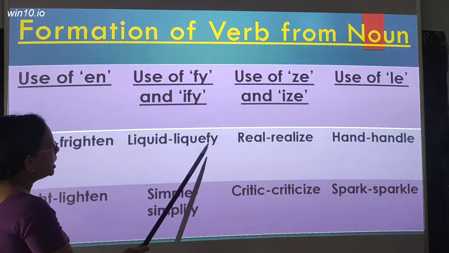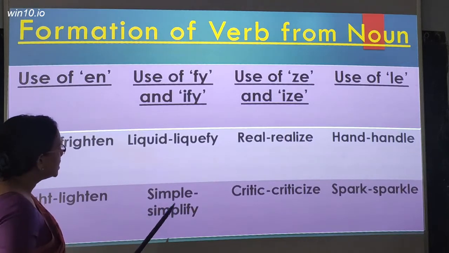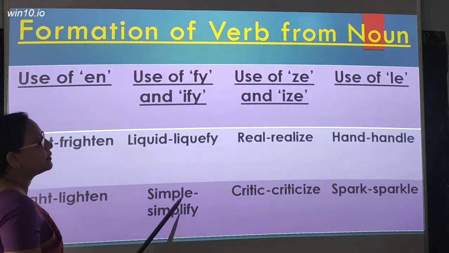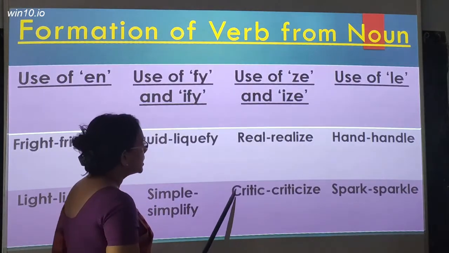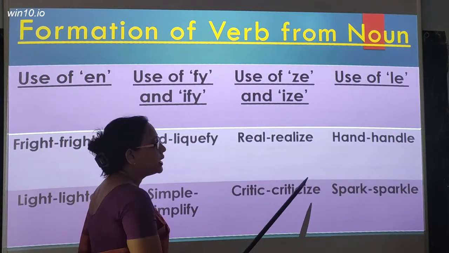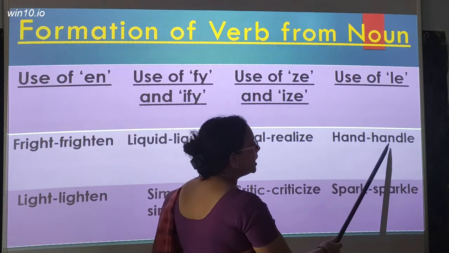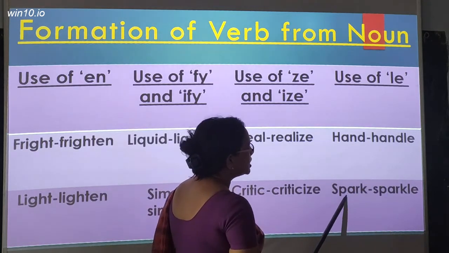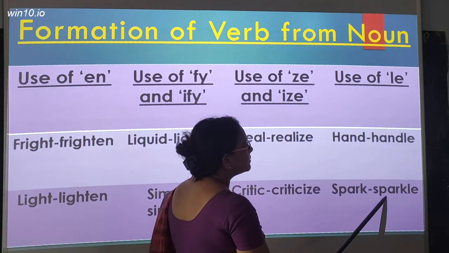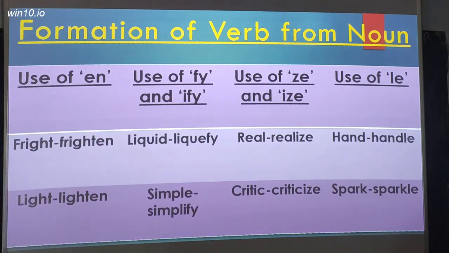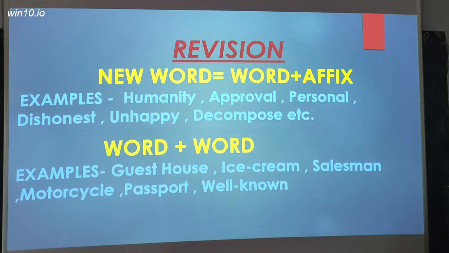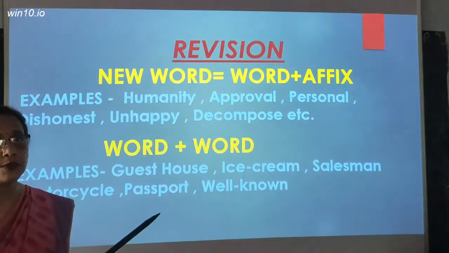Liquid, liquefy. Liquefy is a verb. Simple, simplify is a verb. Real, realize. Realize is a verb. Critic, criticize is a verb. Handle. Handle is a verb. Spark, sparkle is a verb. So these are some examples of verbs. Now, this is all about word formation.